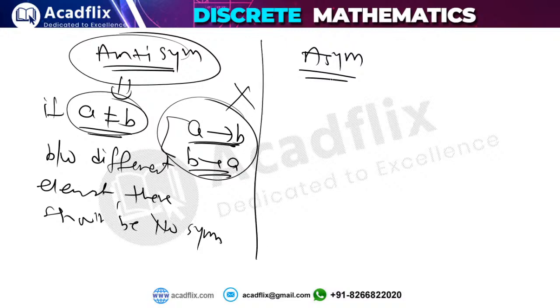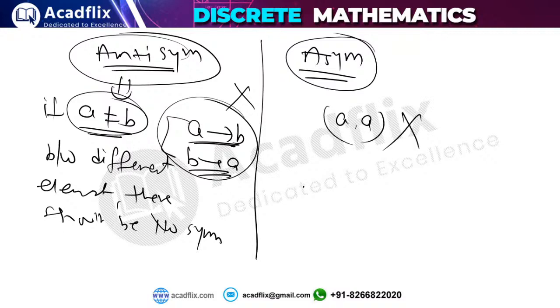This is the antisymmetric. Asymmetric says that there should be no symmetry. Different, same, I do not care. Basically this asymmetric is like a very straightforward person. He is saying that I don't care whether you are same or whether you are different, there should be no symmetry. Basically this asymmetric does not even allow this kind of pair.